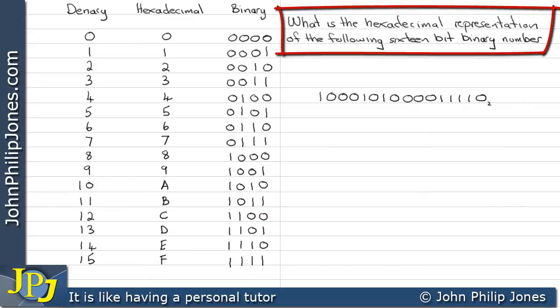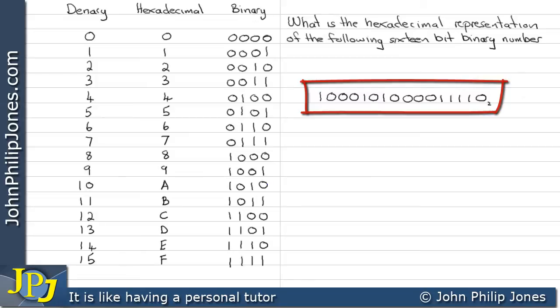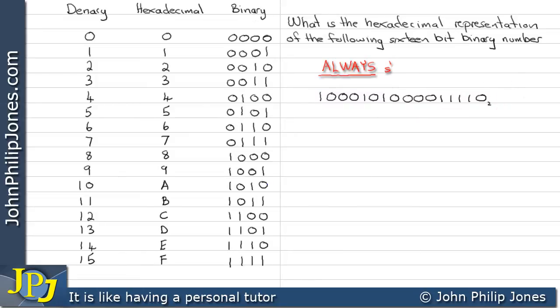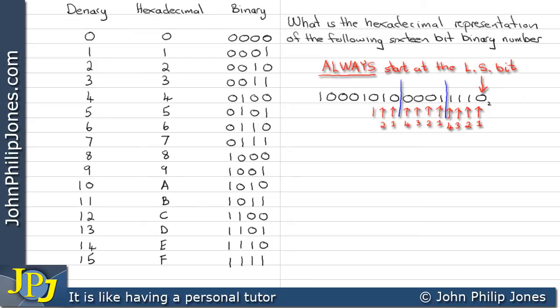What is the hexadecimal representation of the following 16-bit binary number? Well, you always start at the least significant bit, which is this one here. Then you count 4, 1, 2, 3, 4, and then you put a dividing line at that particular point. You then count off the next 4 bits, as you can see here, and then you put another dividing line at this point. You then count off the next 4, as you can see here, and put another dividing line. And in this example we can see there are 4 bits left.